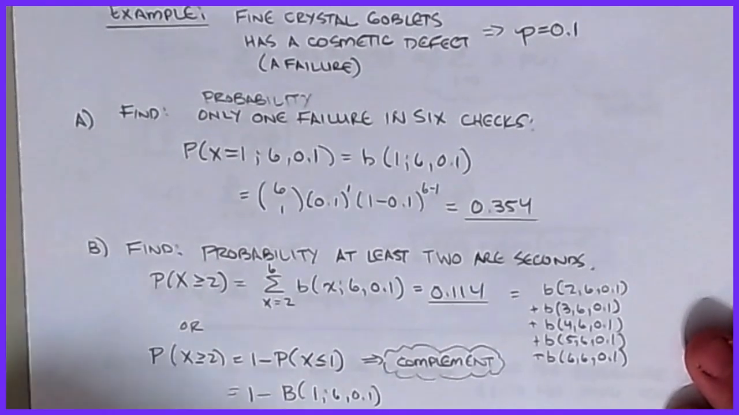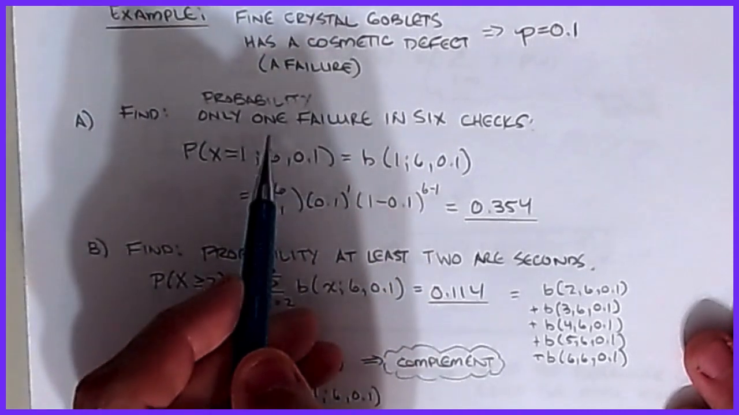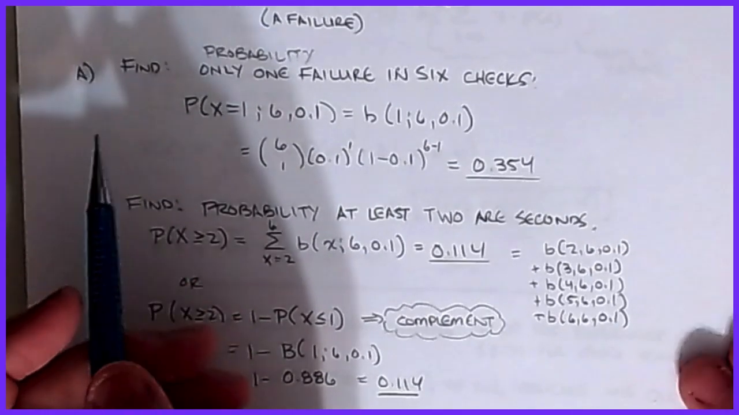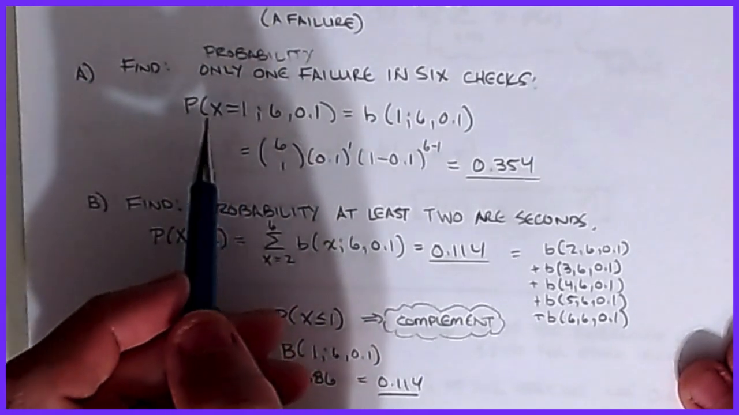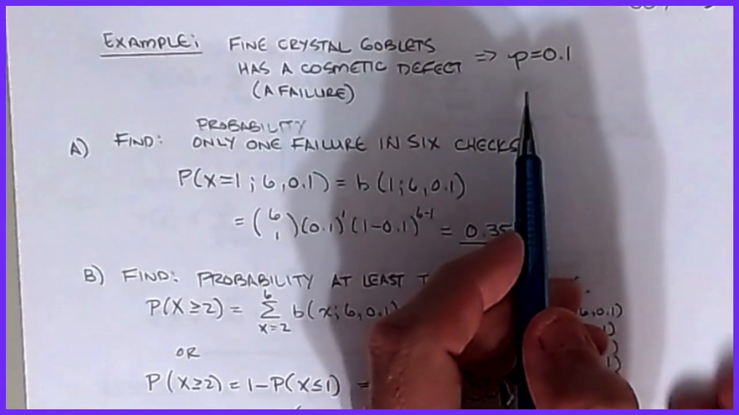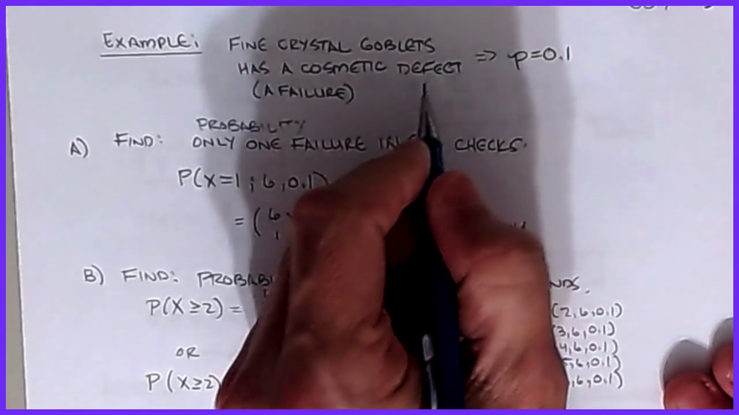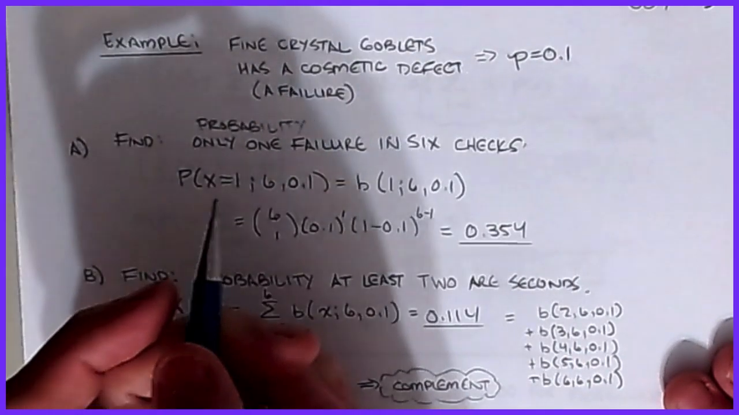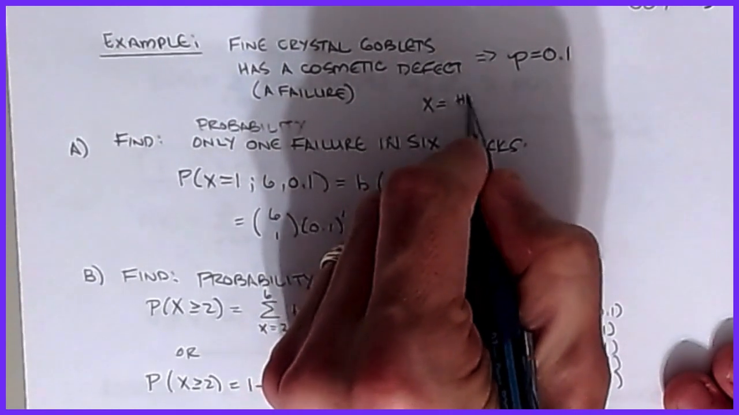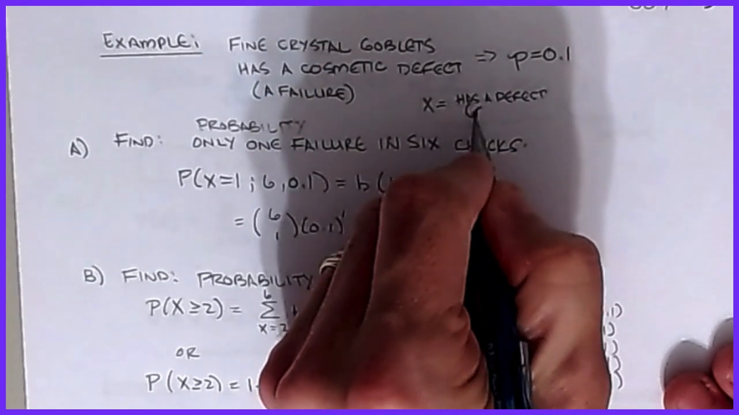Okay, and so the first question is that we want to find the probability that there is only one failure in 6 checks. By failure, we're looking at a probability of 0.1. So we've got to be careful with our words. We're saying failure as in it has a defect, but in our random variable case, x is our random variable that it has a defect, which is what we're defining as a failure.